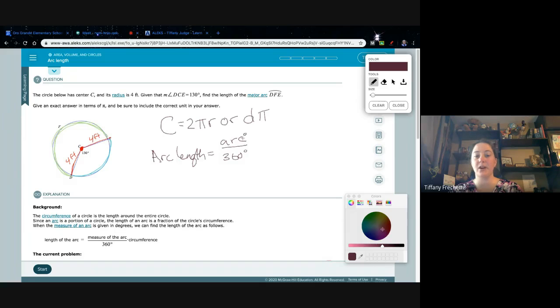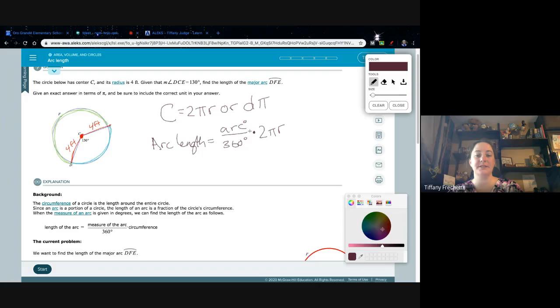So we divide the arc degree by 360, and then we multiply that by 2 pi r, which is our circumference, or diameter pi if that's what we have. So this is our equation. This is what we're going to use to do this problem right here. So arc length equals, we do the arc degree divided by 360, and then we multiply by 2 pi r. So if we have this one, so we have this 130 degrees. That's all we have right now.